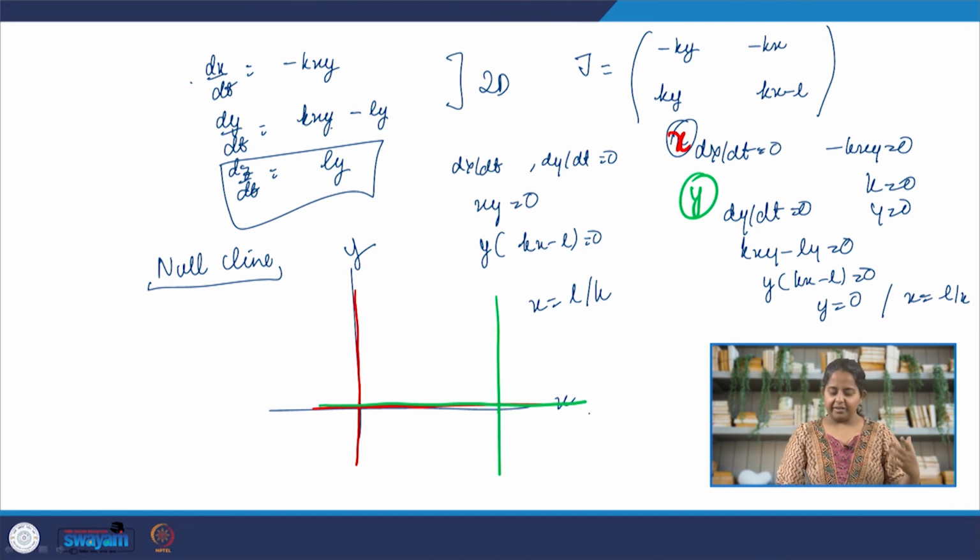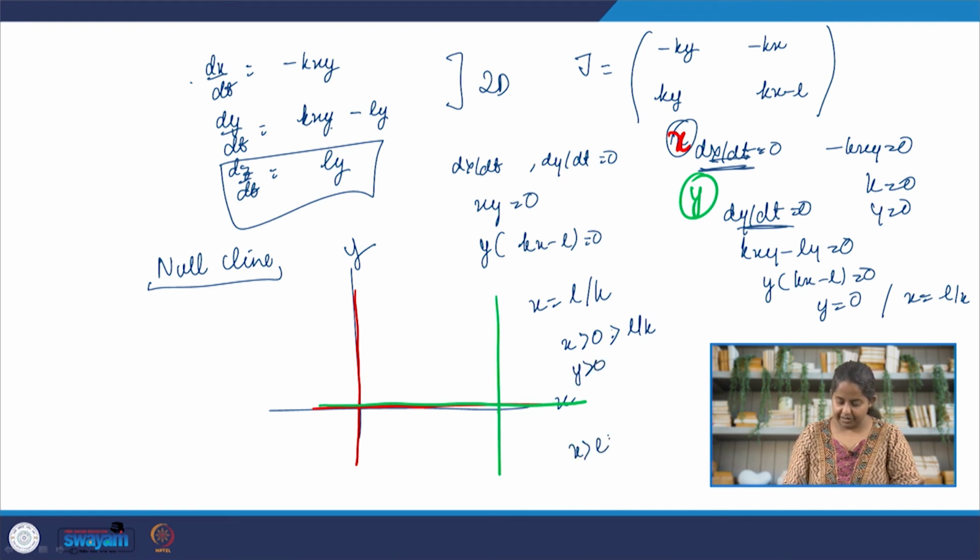Now by definition, when dx/dt is equal to 0, the flow will be vertical. So as we approach the x Nullcline, the flow will be vertical. So we are going either top to bottom or bottom to top. And when dy/dt is equal to 0, which is the y Nullcline, the flow is going to be horizontal. So let's look at the y Nullcline. These green lines are the y Nullcline. And on the right side of this Nullcline, here we have x greater than l/k, and we have y greater than 0.